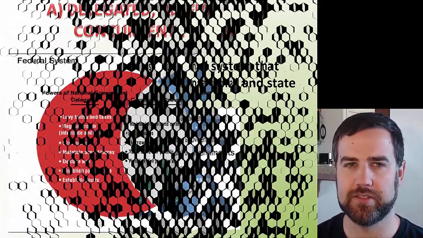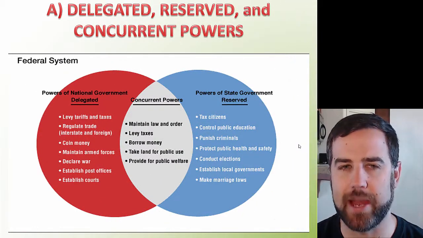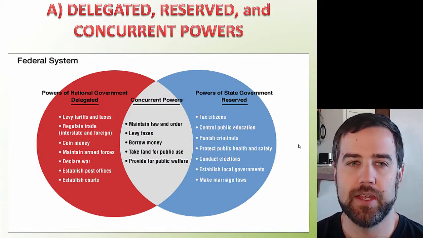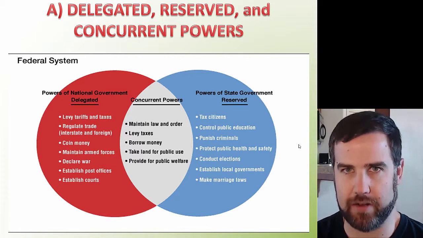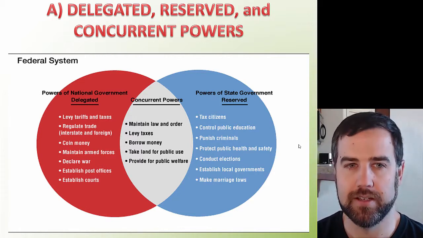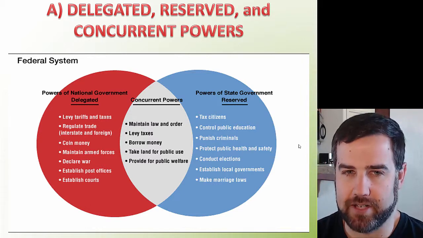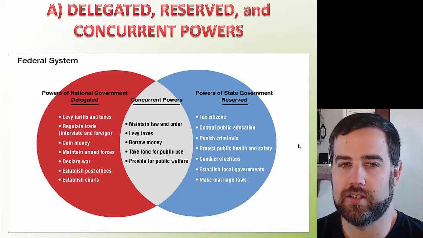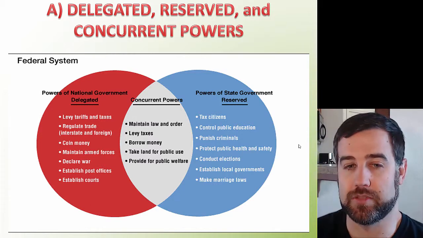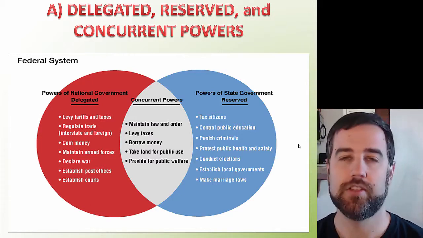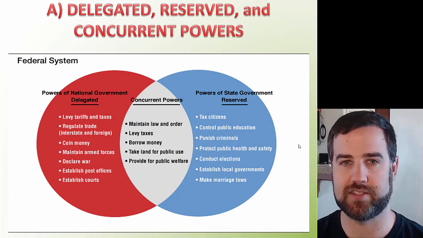So let's go ahead and take a look here. Here are some examples of powers. Powers of the national government are called delegated powers. They're given to the federal government, such as levying tariffs and taxes, regulating trade, making our money, maintaining our military, declaring war, establishing post offices, and establishing courts. Those are all powers that belong to the United States government.